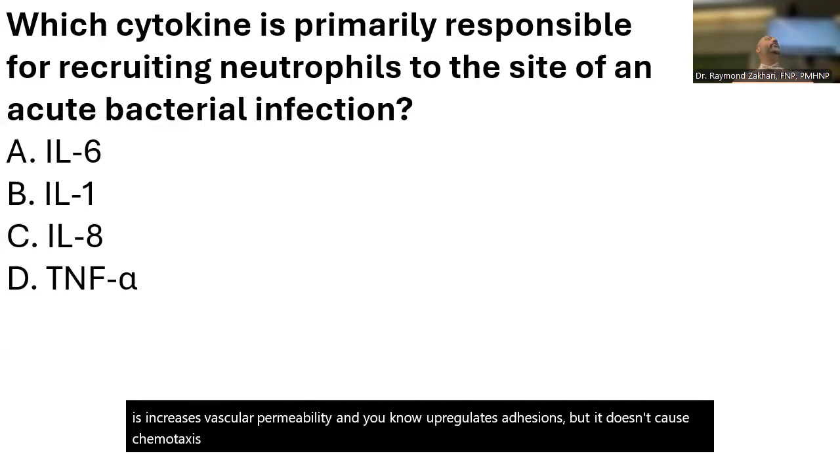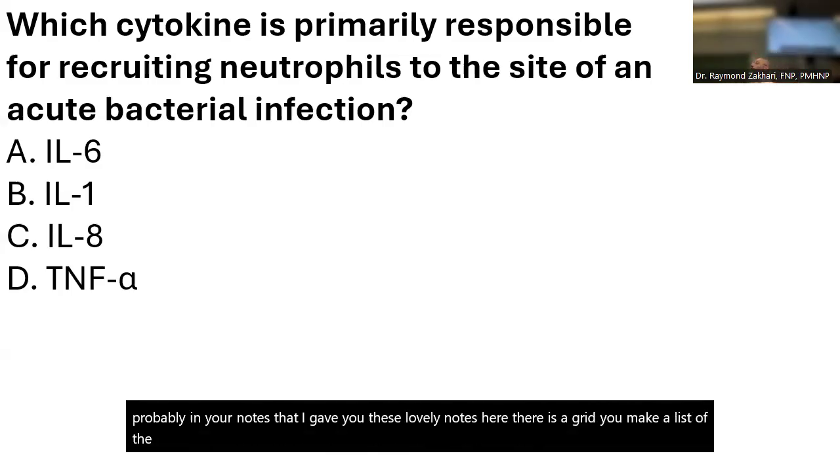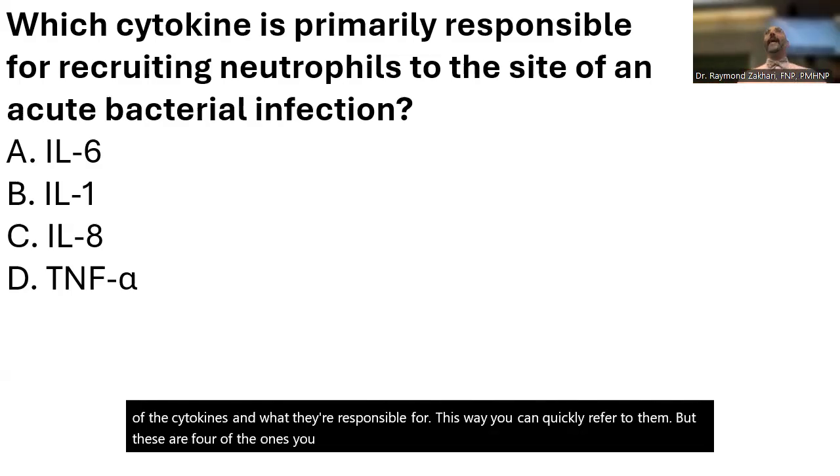Now, what should you do? How should you use this question to study? Well, it's probably in the notes that I gave you, these lovely notes here. There is a grid. You make a list of the cytokines and what they're responsible for. This way you can quickly refer to them. But these are four of the ones you may likely see again.